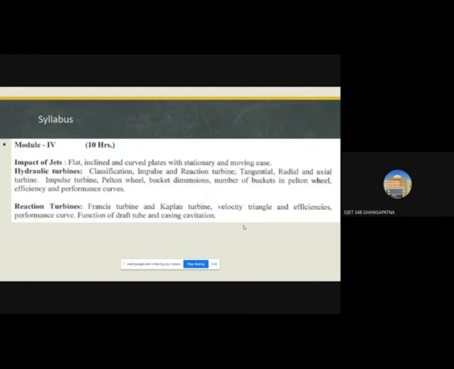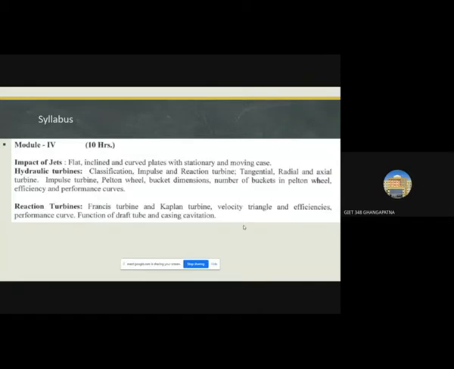The first three modules are totally about fluid mechanics. Then module 4 and module 5 are totally about hydraulic machines. Here we'll study impact of jets and hydraulic turbines. I think you have seen in your college fluid mechanics laboratory different types of turbines, like the Pelton wheel turbine, Francis turbine, and Kaplan turbine. We will study these in detail, and in almost all the modules we will solve problems.